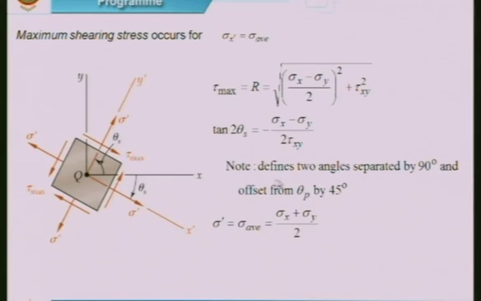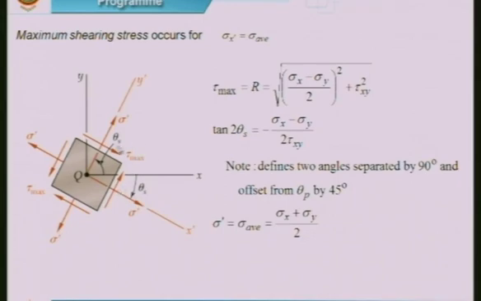Now, this also defines two angles separated by 90 degrees and offset from theta p by 45 degrees, and the average normal stress that is going to be acting is given by this expression, which is sigma x plus sigma y by 2. Now, this would give you the planes on which the maximum shear stress is going to act.